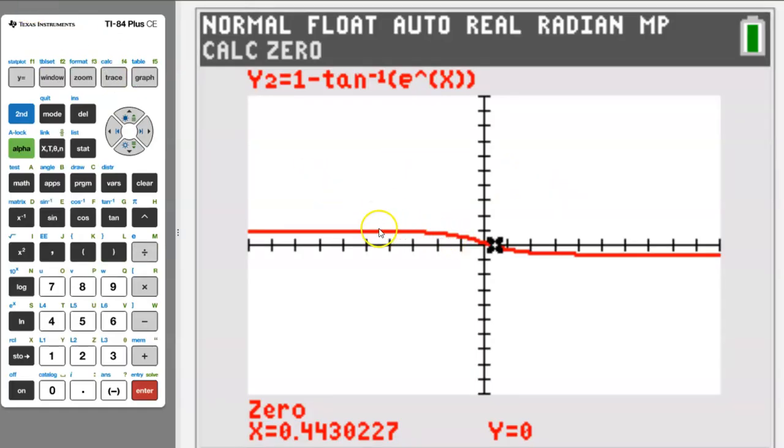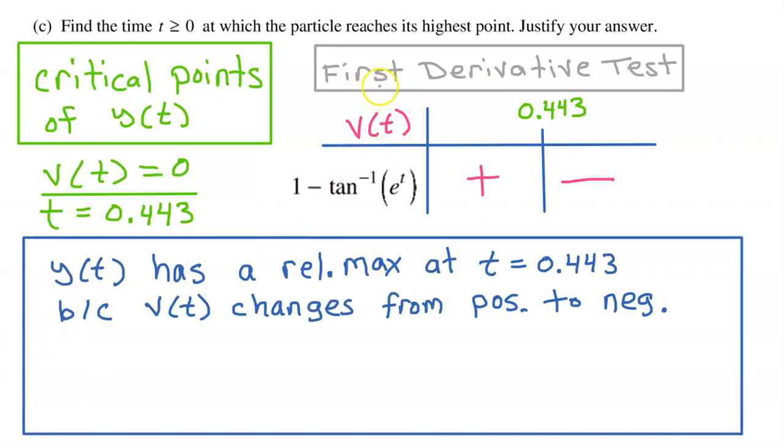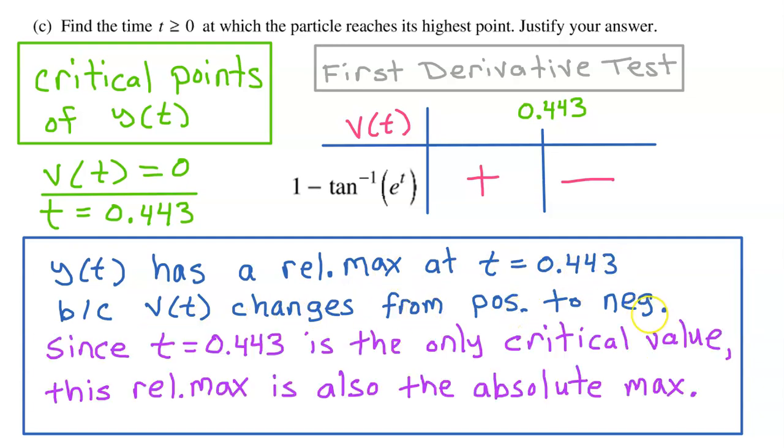From the graph, we can see that velocity was positive on the left and negative on the right as it goes from above the x-axis to below the x-axis. According to the first derivative test, the position function has a relative max at t equals 0.443 because the velocity changes from positive to negative.